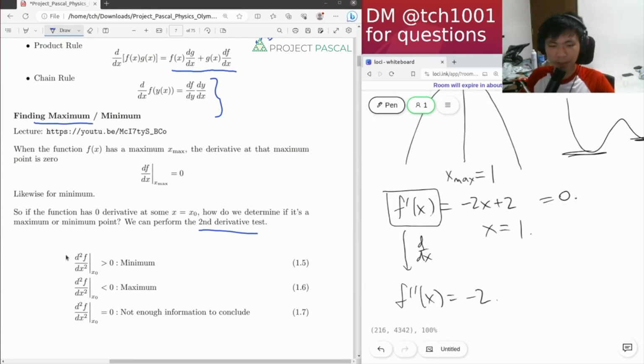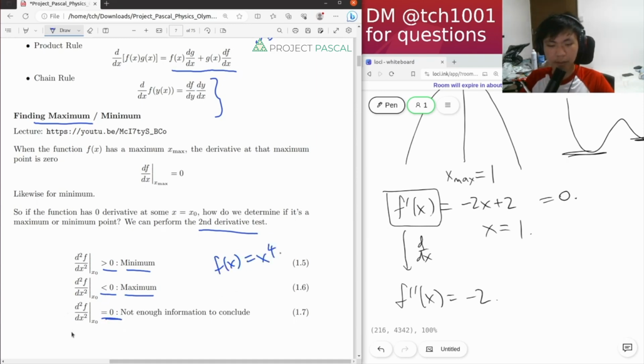Based on whether the second derivative is negative or positive, we can determine whether the point we've just found is a maximum or minimum. Now, if the second derivative is 0, such as in the case of f(x) = x^4, then taking the second derivative will actually give you 0, and we do not have enough information to conclude whether the point we have calculated is a minimum or a maximum point.